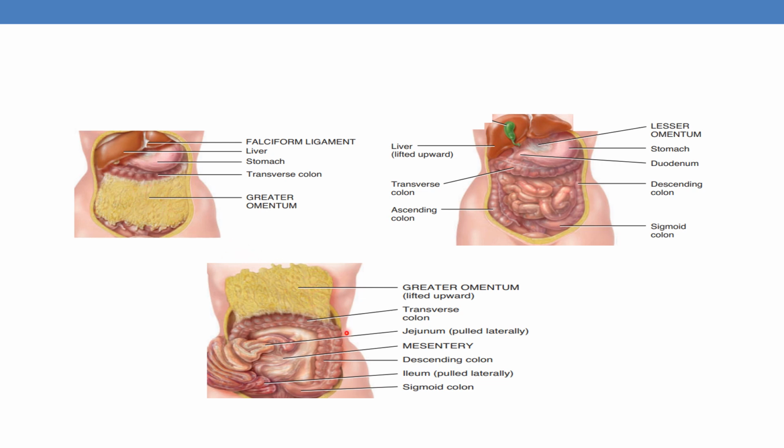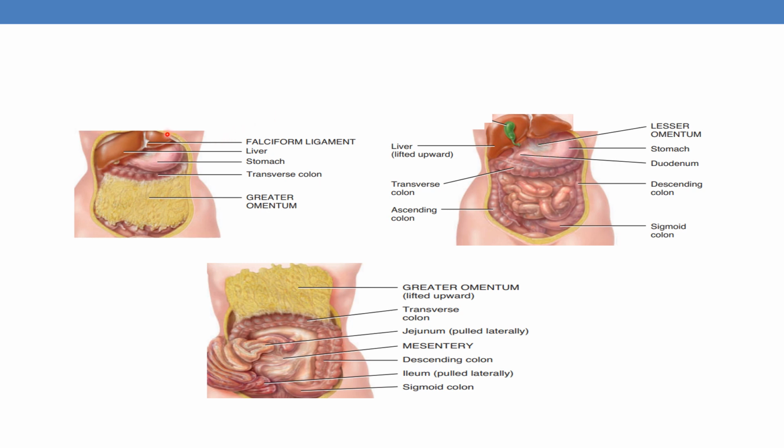The next is, here you can see in this diagram, the mesentery. It binds jejunum and ileum to the posterior abdominal wall. And the next is, here you can see lesser omentum. This one is the lesser omentum.